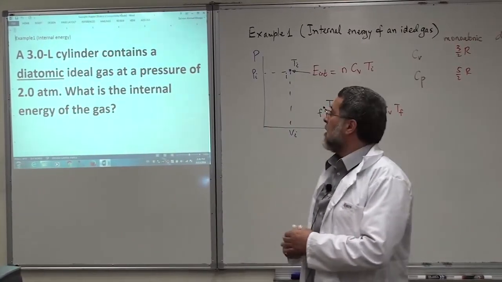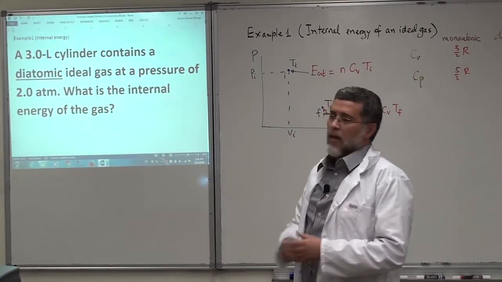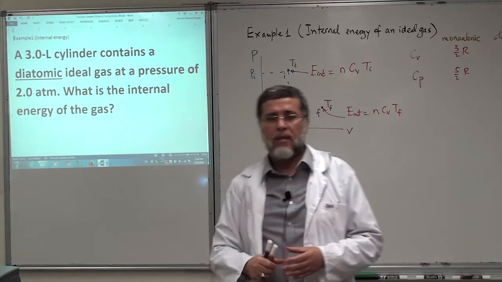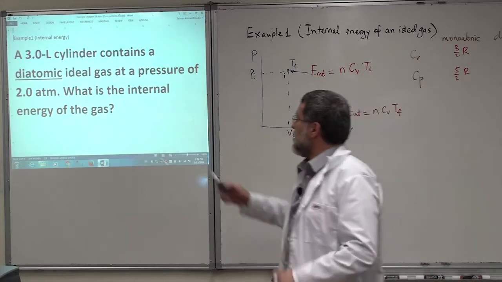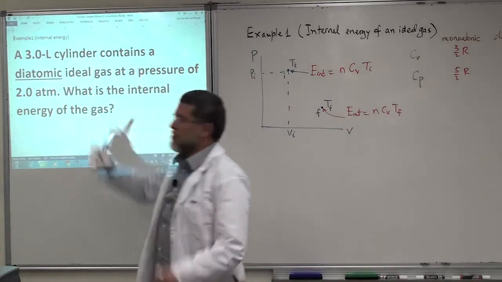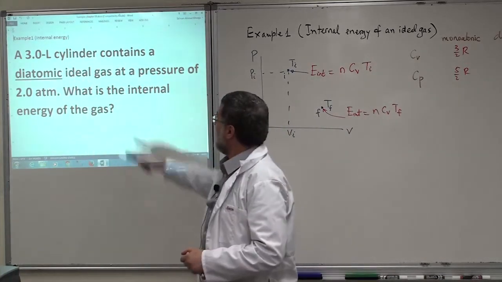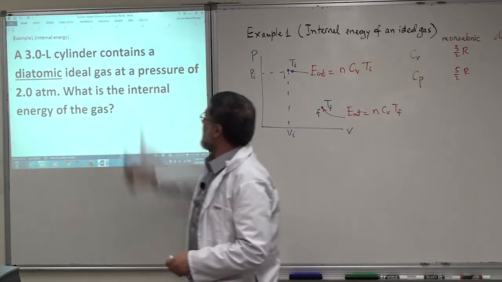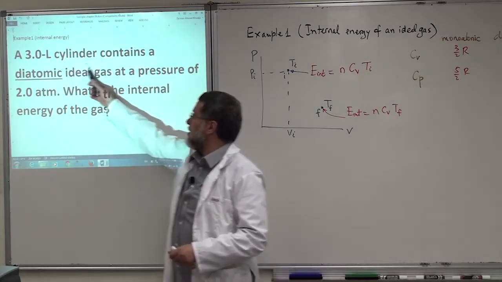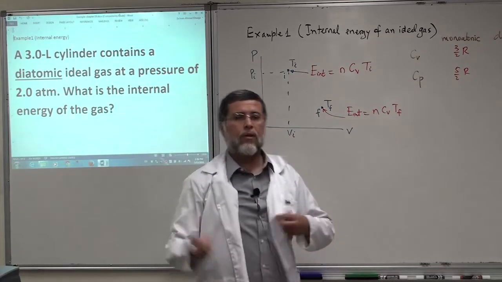Let's look at this example here. Again, this is an exam problem, taken from old exams. It says a 3-liter cylinder. That's the volume of my cylinder. It contains a diatomic ideal gas. So we are dealing here with an ideal gas, where I can use PV equals nRT.